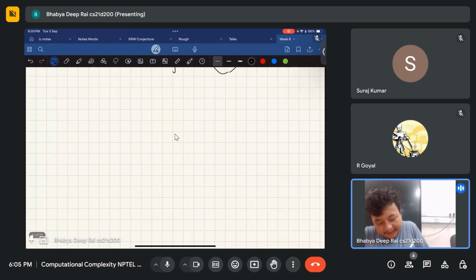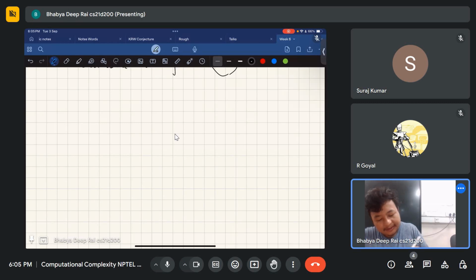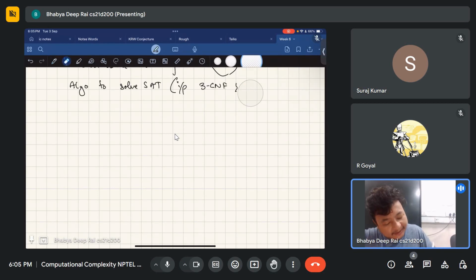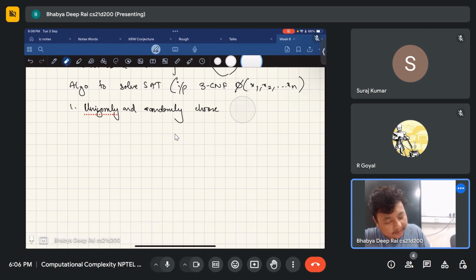Here they are trying to solve satisfiability using a randomized algorithm. The algorithm to solve SAT: the input is a 3-CNF phi, which depends on inputs x1, x2, and so on till xn. Step 1 is to uniformly and randomly choose some random bits r1, r2, and so on till rn.